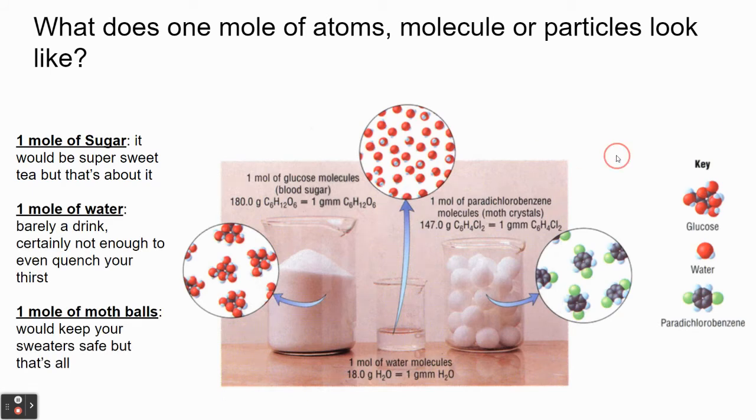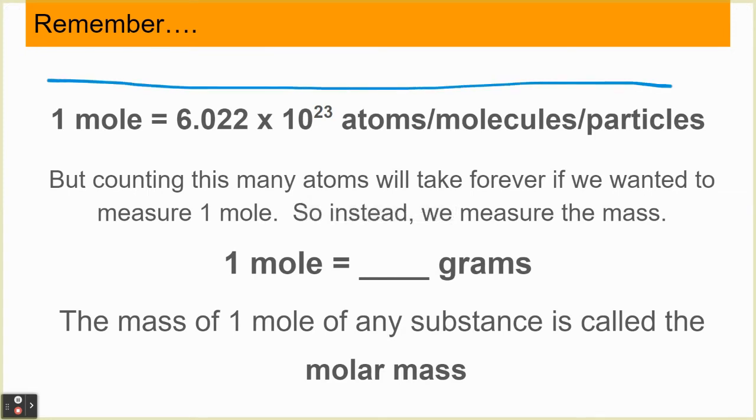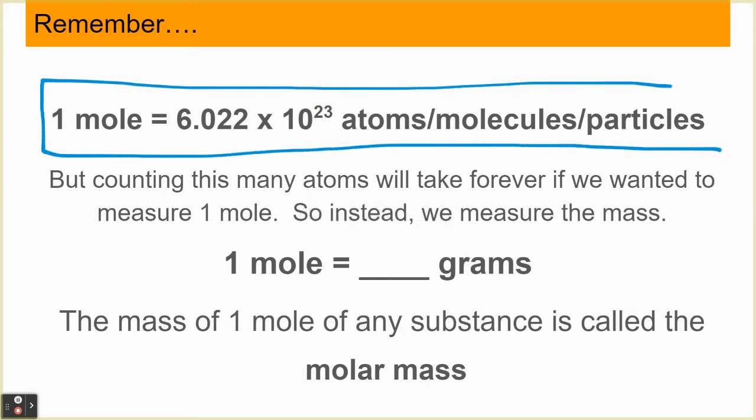All right, so let's do some conversions. Remember we said 1 mole is equal to 6.02 times 10 to the 23rd power atoms, molecules, or particles of something. But again, like I said, this is very cumbersome to count. If you want to count this, it's going to take you more than your lifetime. So what do scientists do? Instead of counting atoms, they measure the mass. They do mass conversions.